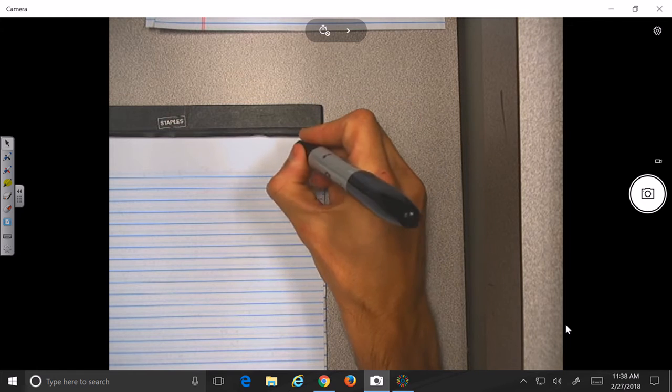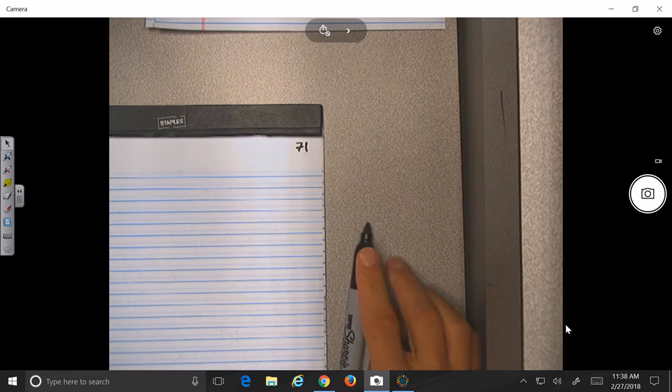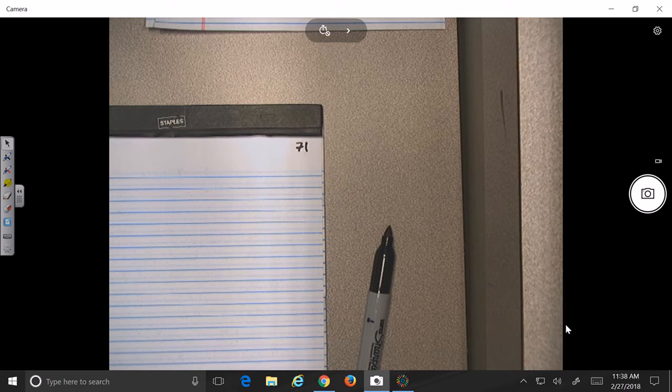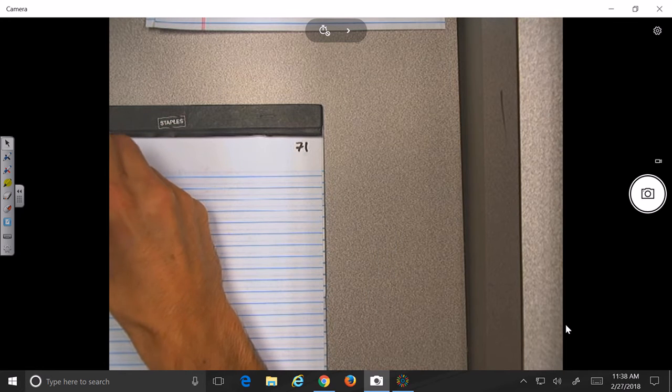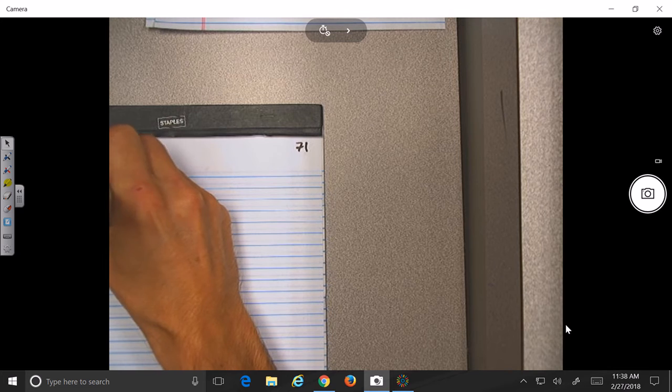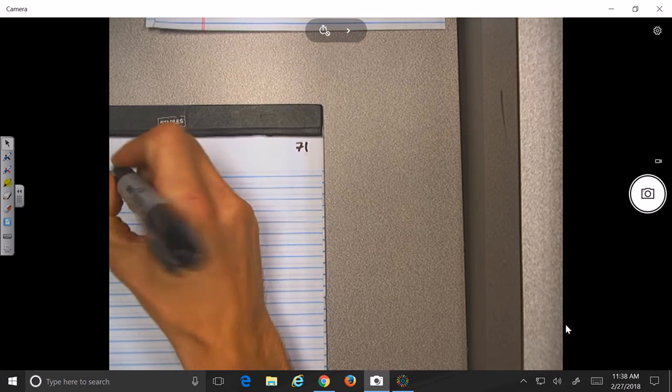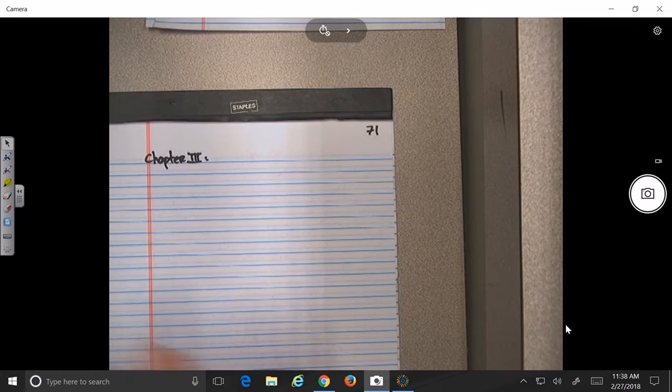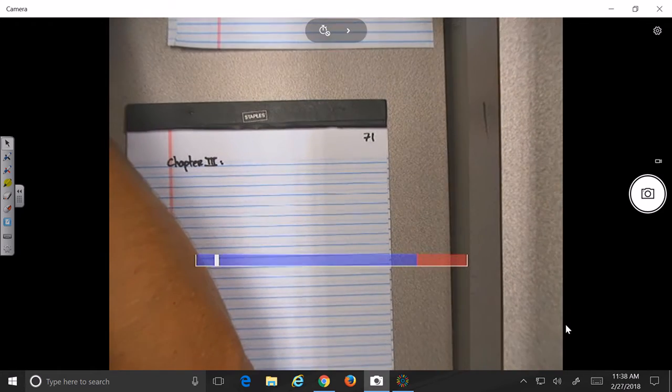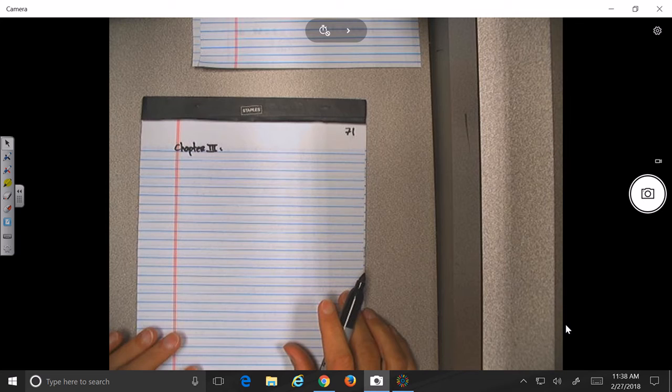All right, so 71. Did we add a chapter 2 on the class notes? Let me see. Yes, first principle of thermodynamics for closed system. Okay, so we're going to have a chapter 3. Sorry, this one is very thick. Let me unzoom this a little bit. So chapter 3.